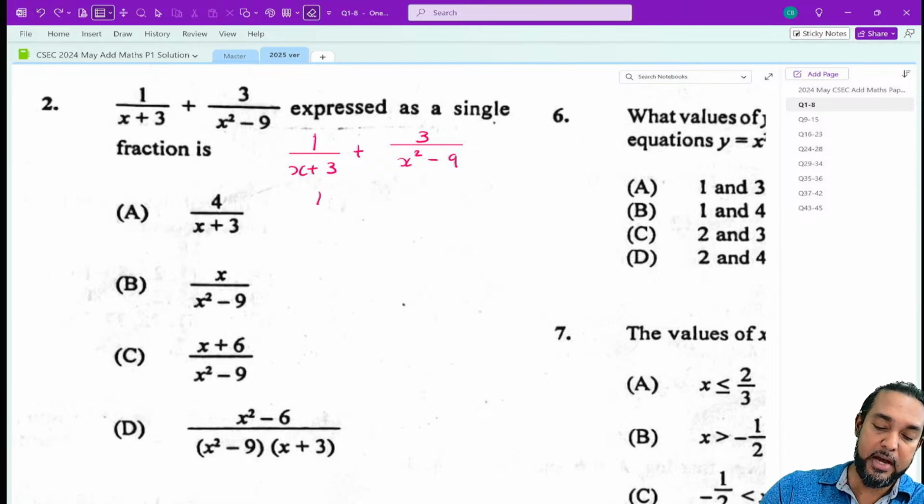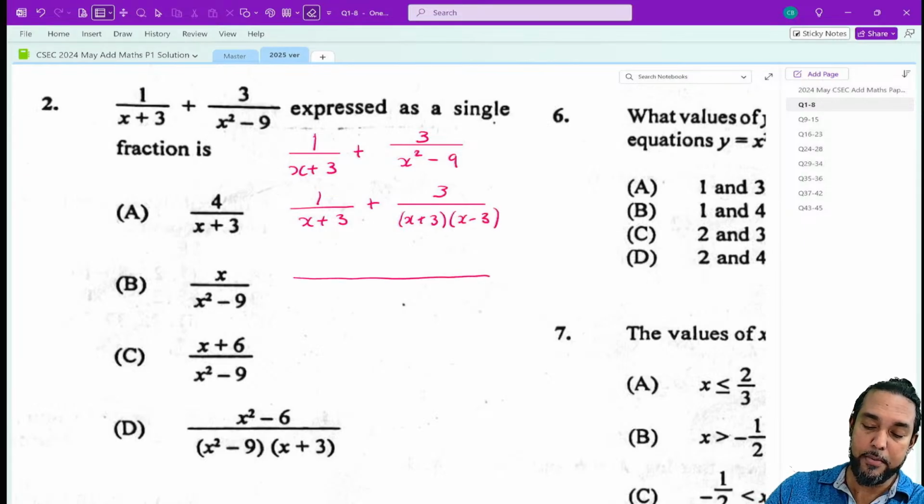Now here, what we can do to make things a bit simpler is express x squared minus 9 as the product of its 2 factors. And x squared minus 9 is clearly the difference of 2 squares. So our common multiple, our common denominator, will simply be x plus 3 by x minus 3.